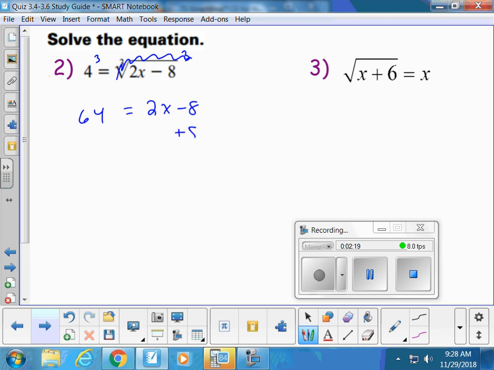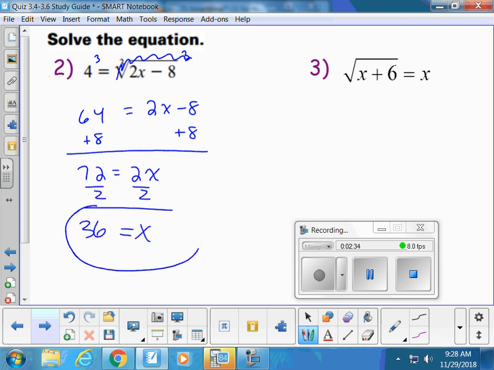Next step would be to add your 8 on both sides. So you'll get 72 equals 2x. And then we finish it off by dividing by 2. X equals 36.